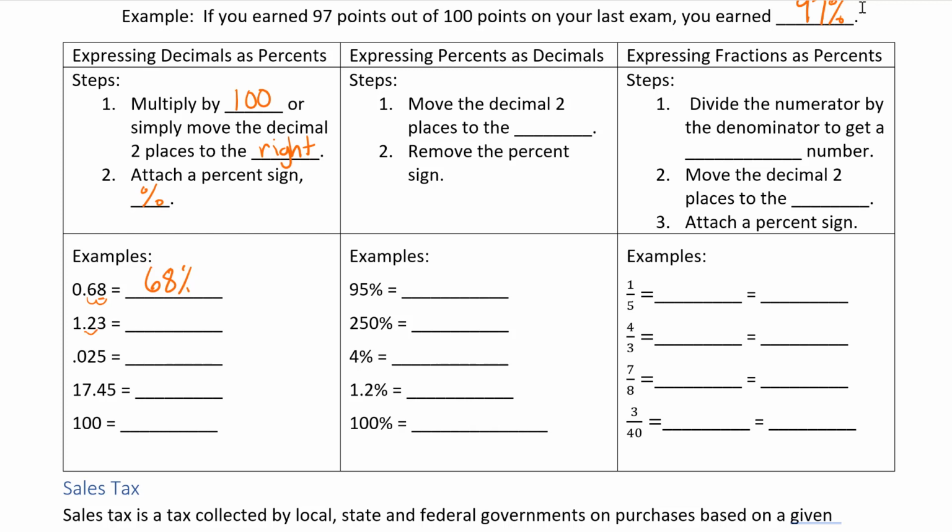So on the next one, move the decimal over 2 places. That's 123%. 123% is more than 100, which means if you're talking about 123%, you're growing more than a full value of the whole. The next one, 0.025. If I move the decimal over 2 places, the decimal is in between the 2 and the 5, so that's 2.5%. Next, move the decimal over 2 places. That's 1,745%.